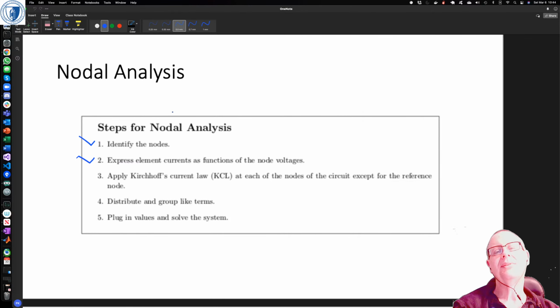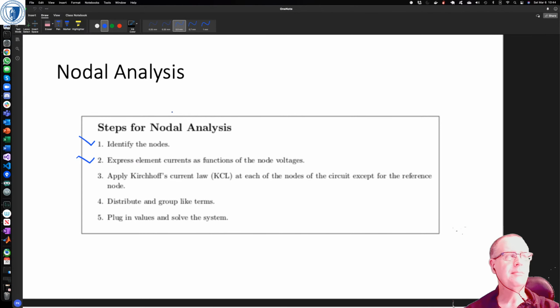Where mesh analysis looks at mesh currents, nodal analysis looks at node voltages. The steps are almost identical except for the swapping between node and mesh and voltage and current. Identify the nodes. Express the element currents as functions of the node voltage. Apply KCL, Kirchhoff's current law, at each of the nodes except the reference node. Distribute and group like terms, plug in the values, and solve the system.